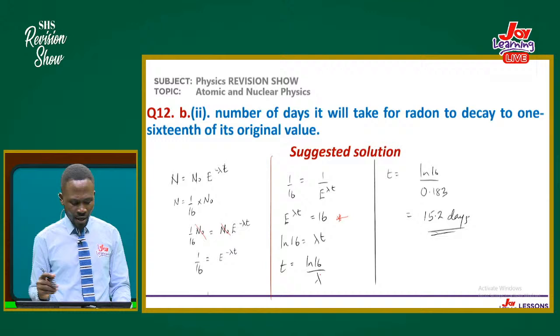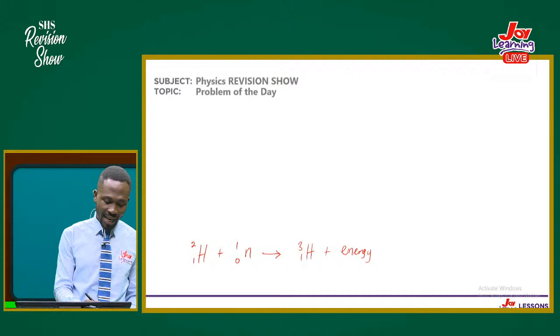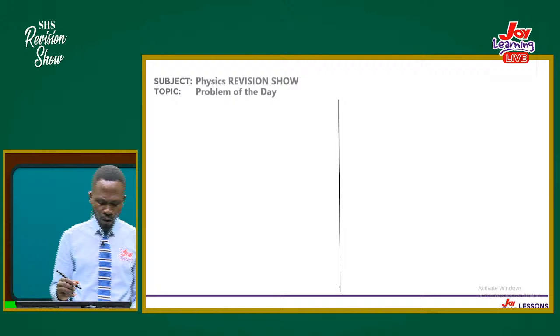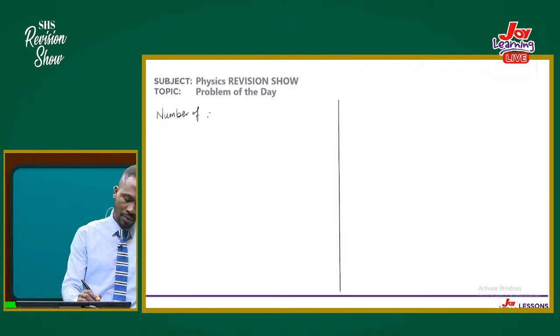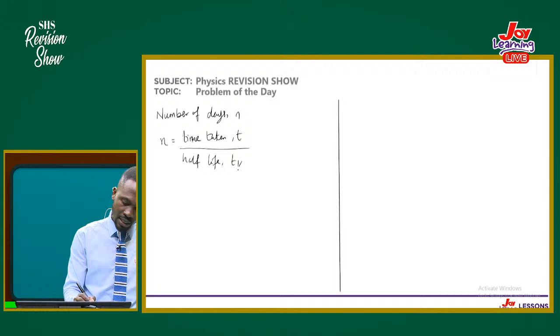Now, there is another way that I can show you, which is quite shorter, so that maybe another time you can choose to go that way. But it's going to give us the same answer. We know the number of days. So if you say the number of days should be small n, then we have n is equal to the time taken, which is maybe small t, over the half-life, which is t half. So it means that if we want t, then you get n times t half.